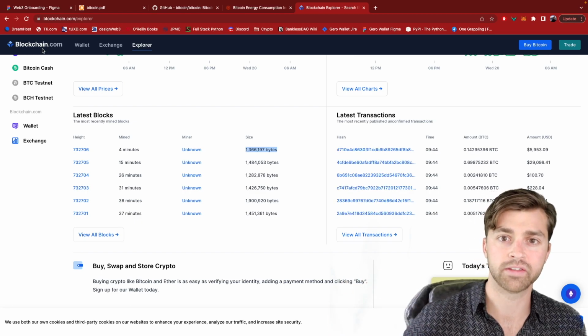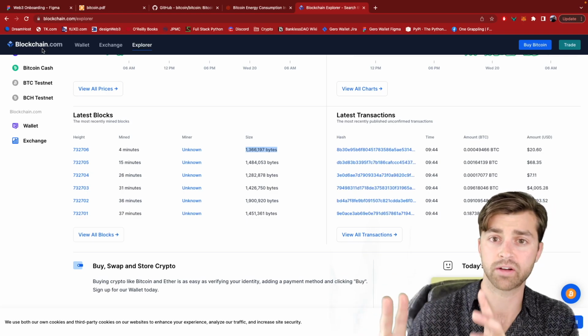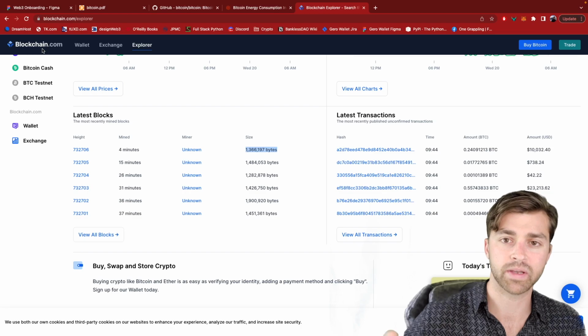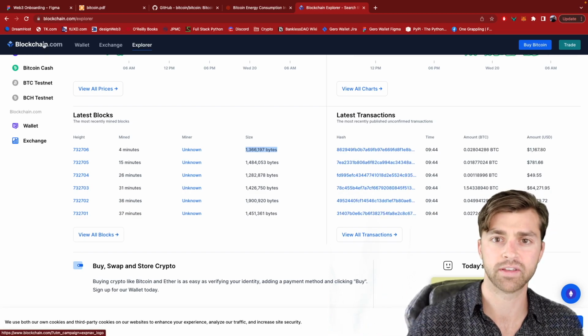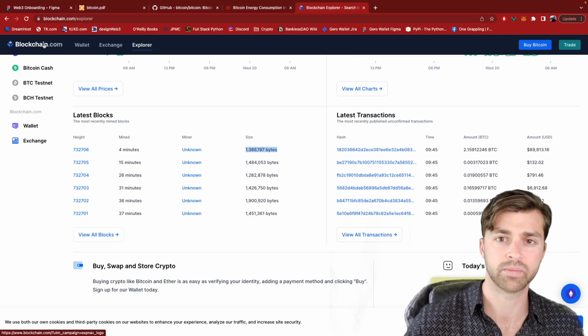And they spend all this electricity and tie up their computing resources because when they create the next block, they get a Bitcoin reward paid to them. So that's the financial incentive for spending all the electricity in order to create the block in the first place.